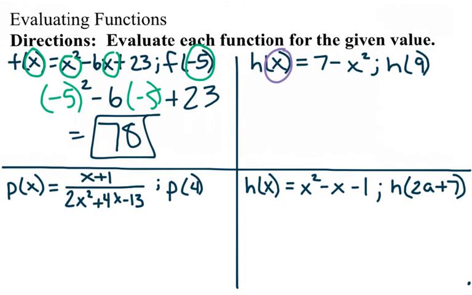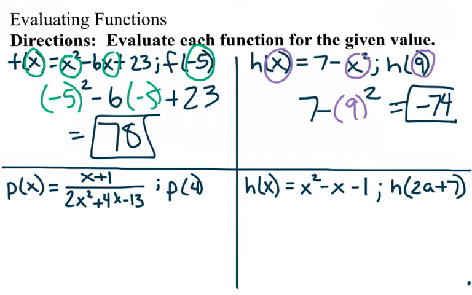Moving on. Notice the x has been replaced with a 9. That's what you should do. Everywhere you see an x, you're going to write 9. Everything else stays exactly the same. I'm going to put that in my calculator. I get negative 74. This is really easy as long as you understand that you're replacing x with a number and you're putting parentheses around that number.